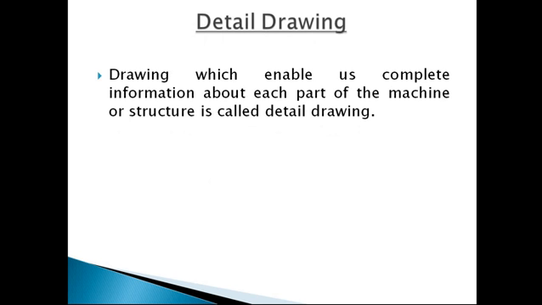Okay friends, now we are going to see individually what is meant by a detailed drawing and what is meant by an assembly drawing. A drawing which gives us complete information about each part of a machine or structure is called a detailed drawing. In this detailed drawing we draw every component in detail. We can draw a front view, a top view, and a side view, so we can understand the details of every component, because every component may have some kind of complexity and requires different processes to be made properly.